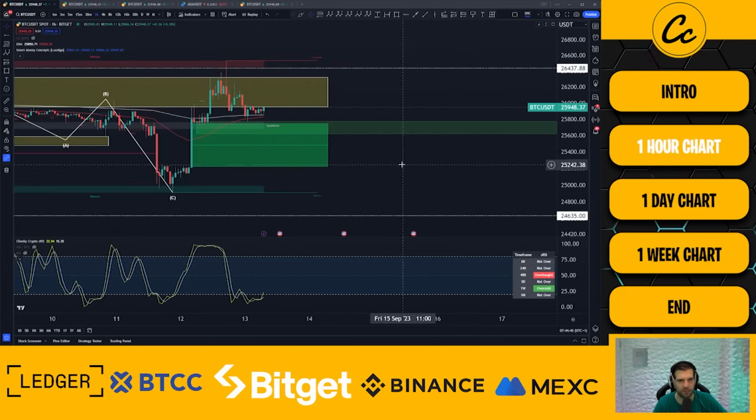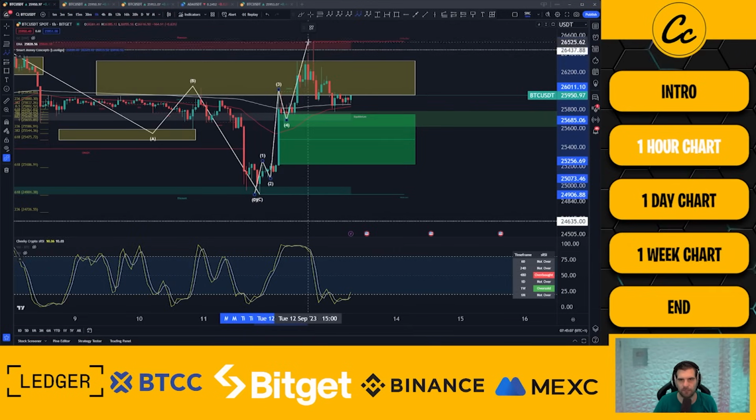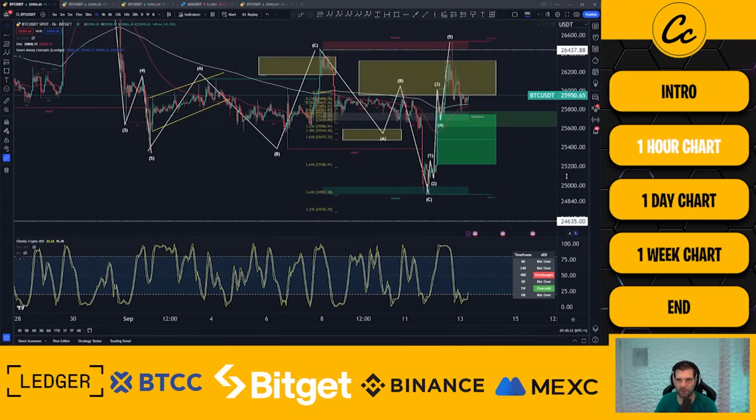Let's take a look at what's going on here then. As we can see, we had this really impulsive structured move to the upside here: 1, 2, 3, 4, and 5. To me, it looks like we had an extension in the fifth wave move, and then we have this break to the downside. The thing that we need to consider is what this might mean, because of everything that led up into this.